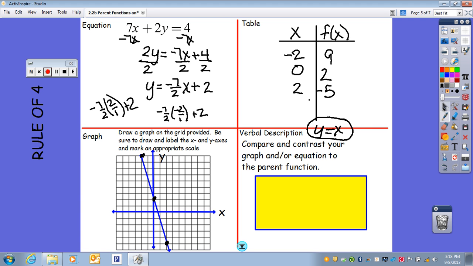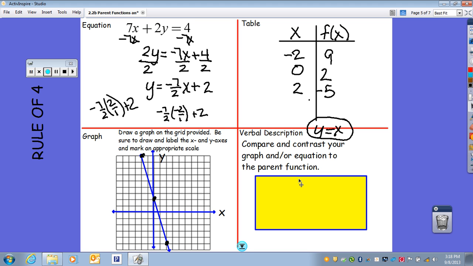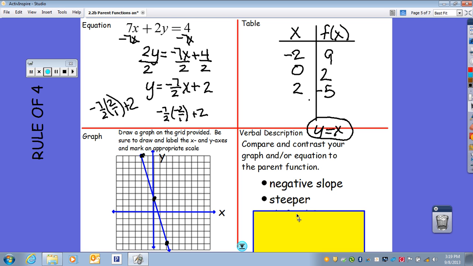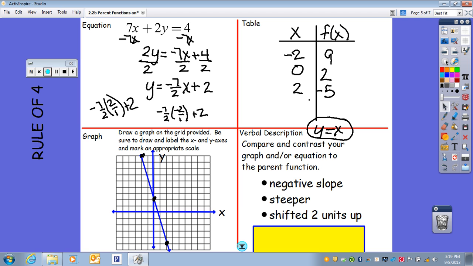So if we compare, the first thing that you should notice is that the line has changed direction. It is now a negative slope, so the angle of the line has changed. Secondly, you would notice that the line is more straight up and down. It is steeper, even though it's going a negative direction as compared to our positive direction. It is much steeper. Lastly, the y-intercept is at a positive 2. Our line has shifted up 2 units because our y-intercept is at a positive 2.